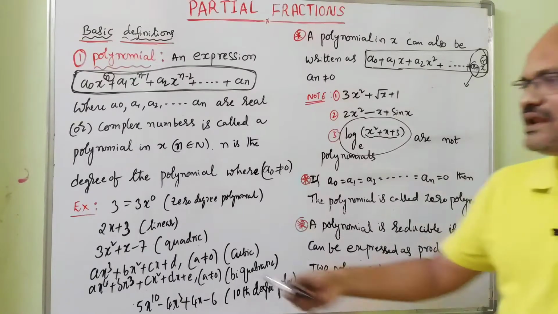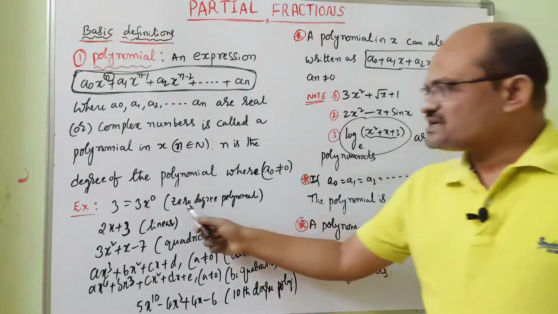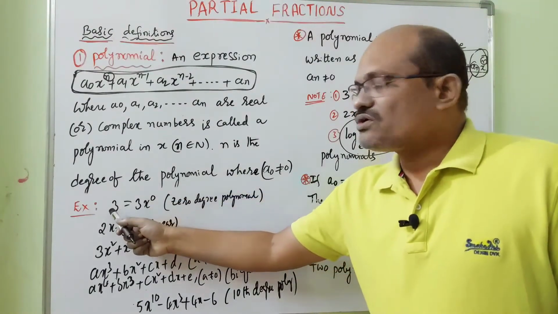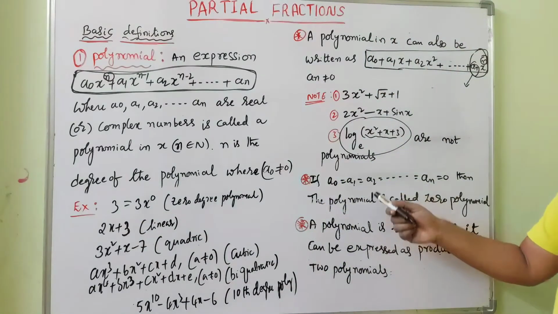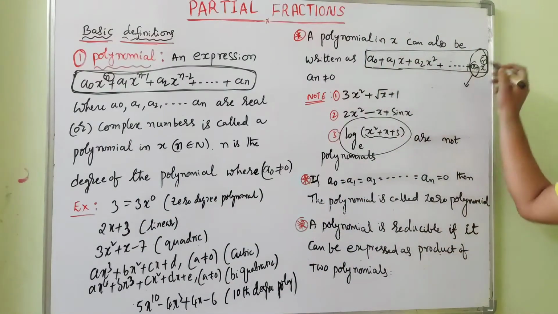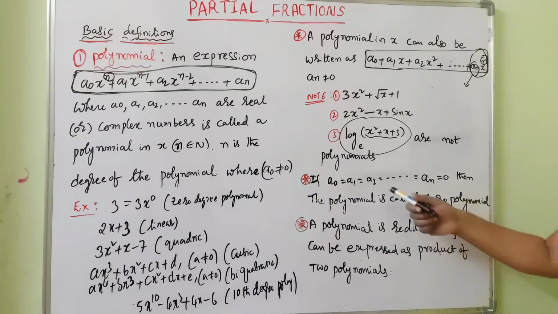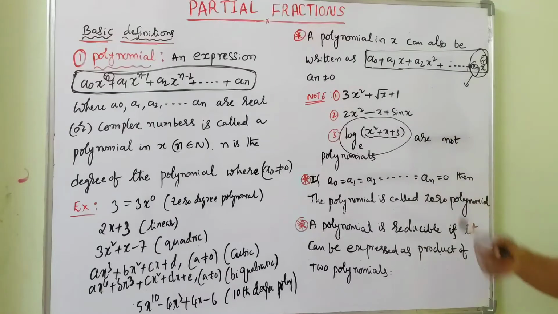Don't confuse between this and this. This is a 0 degree polynomial. It is a non-zero constant. Here, if all coefficients are 0, the entire expression becomes 0. It is called the zero polynomial. A non-zero constant has degree 0. It is a 0 degree polynomial. Here, if the entire expression is 0, it is called the zero polynomial.